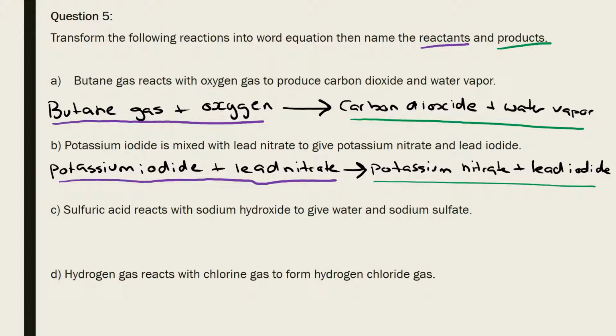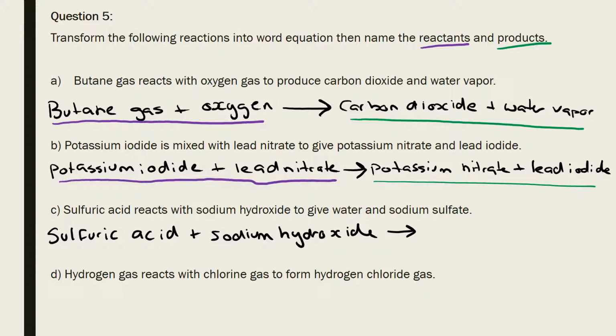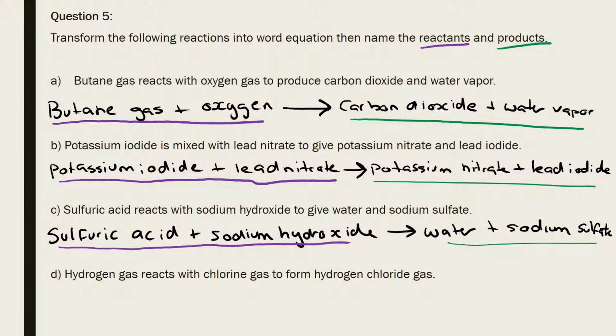And then it says sulfuric acid reacts with sodium hydroxide to give water and sodium sulfate. So we write sulfuric acid plus sodium hydroxide, put an arrow to give us water plus sodium sulfate. So anything before the arrow are the reactants, anything after the arrow is products.